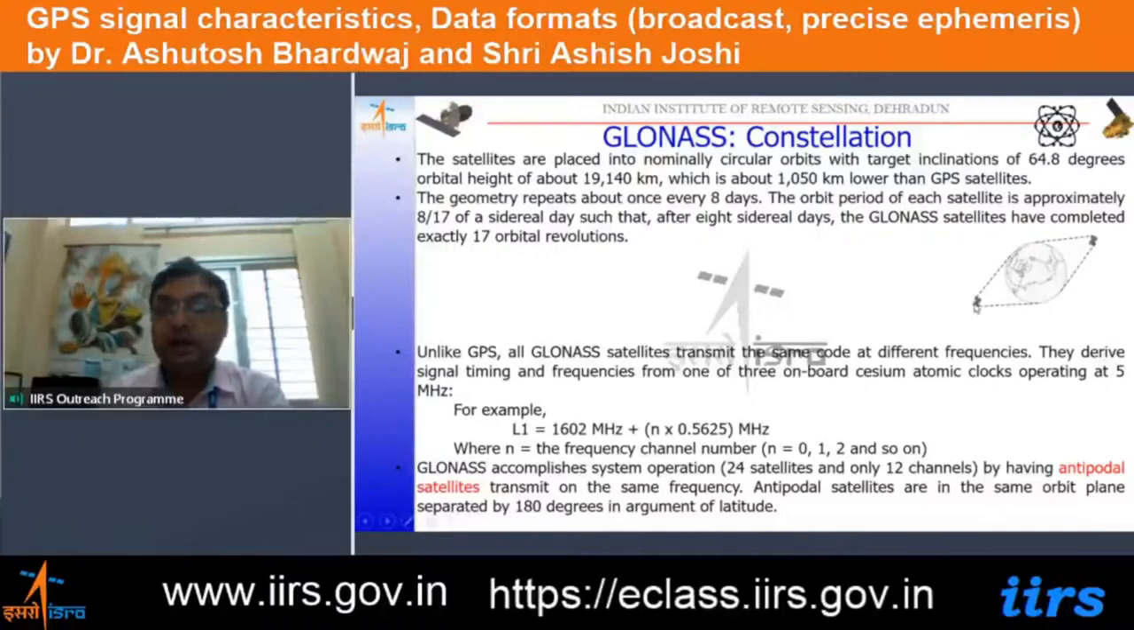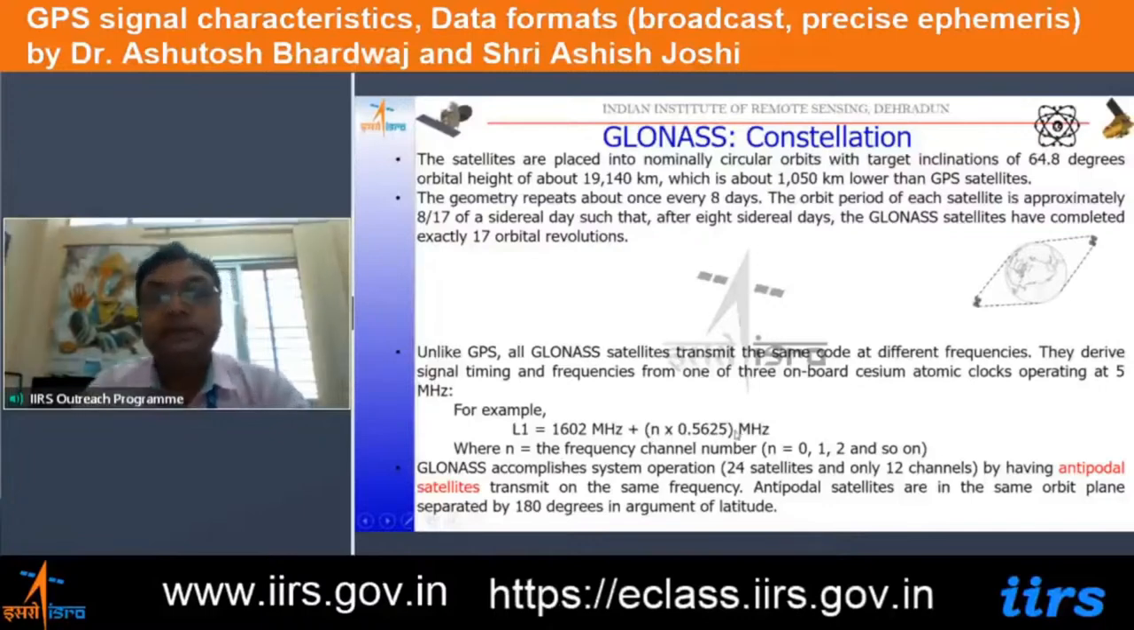Because they are currently sending the signals in the same frequency, same signal. So what happens is that since they are at the opposite end, the same signal cannot reach the receiver from more than one satellite. Initially, the way they decided for GLONASS, the frequency was 1602 megahertz for one satellite, and the next one is 1602 plus 0.5625. For the second, it will become 2, for the third it will become 3, and so on.